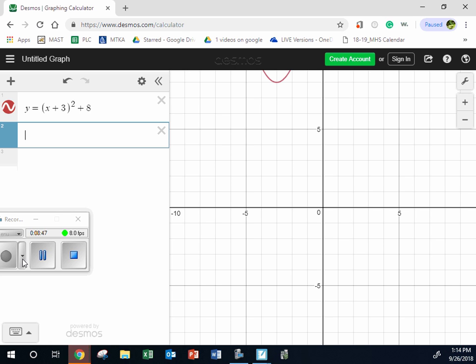Shouldn't erase that. Now I don't know how to get it back. Y equals, I think there was a negative. I know there was an absolute value. What was in there?